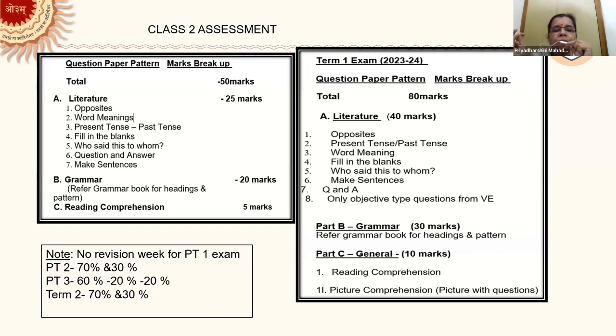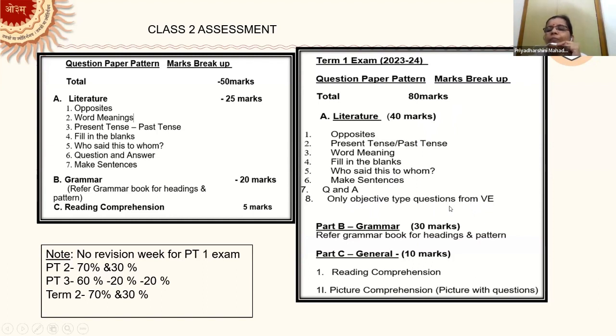PT3 have the weightage of 60%, 20 and 20. Term 2, same way, 70 and 30. So term 1 exam pattern for class 2 will be like this. Literature 40 marks. Here, one more thing, we will be adding lessons from value education also for all the classes.